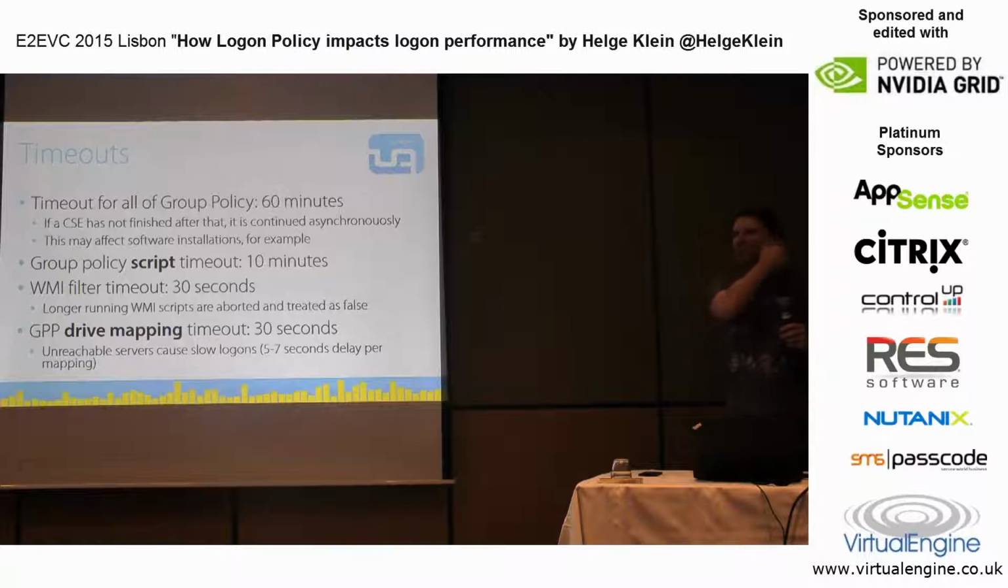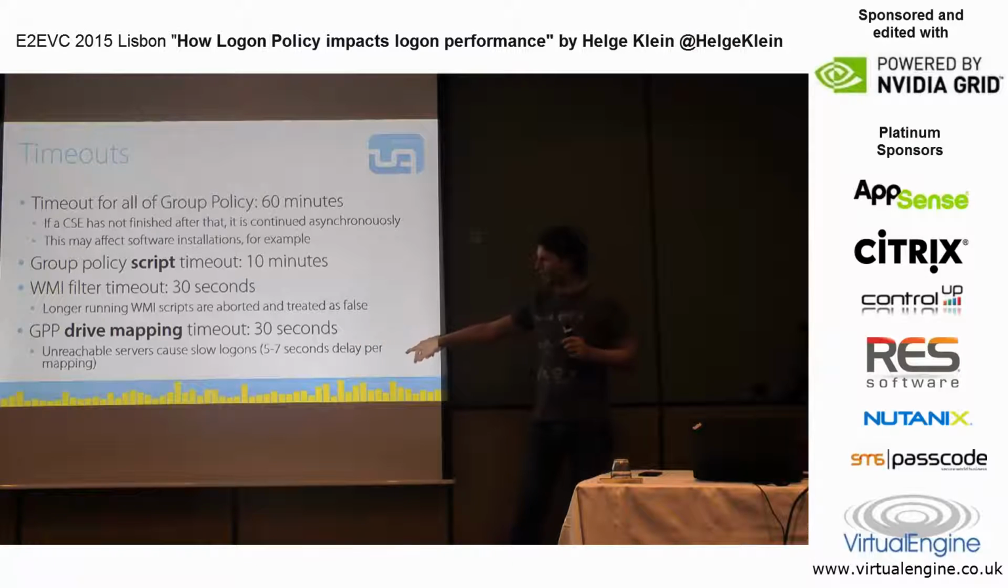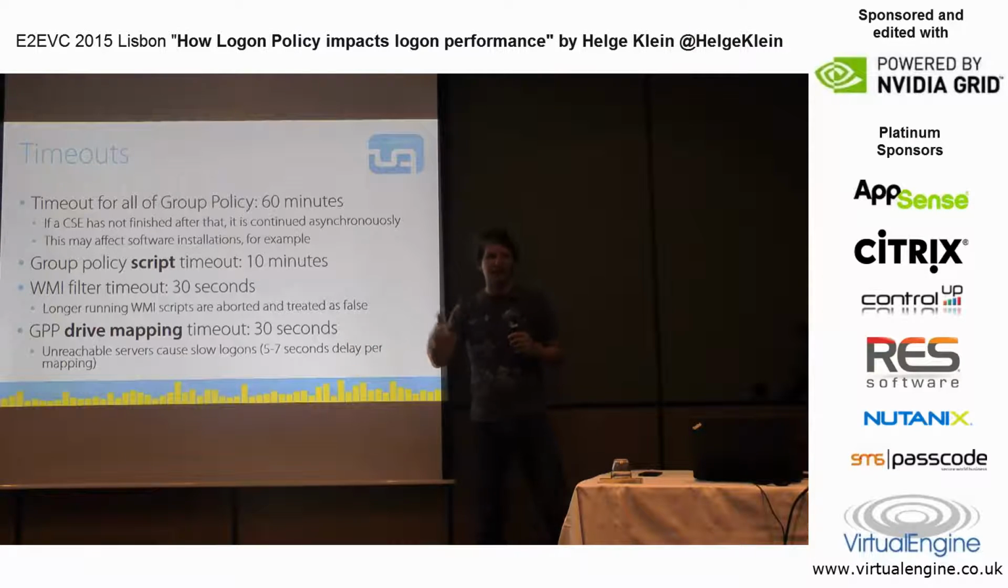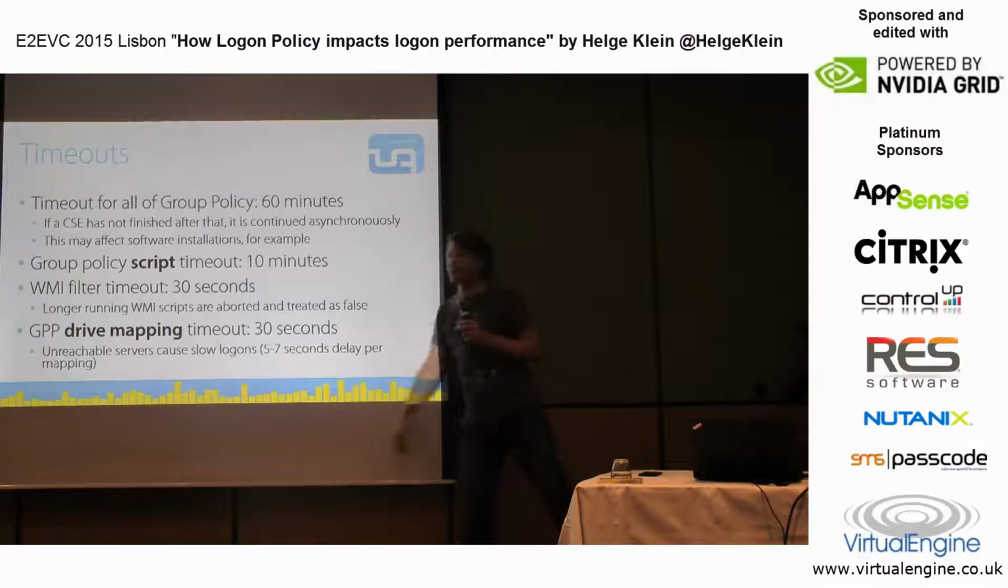And then when you map drives through group policy preferences, we have a timeout of 30 seconds. Now in most scenarios, that timeout is not required, because the typical actual timeout, when you try to map a drive to a machine that doesn't exist, is somewhere in the area of 5 to 7 seconds.